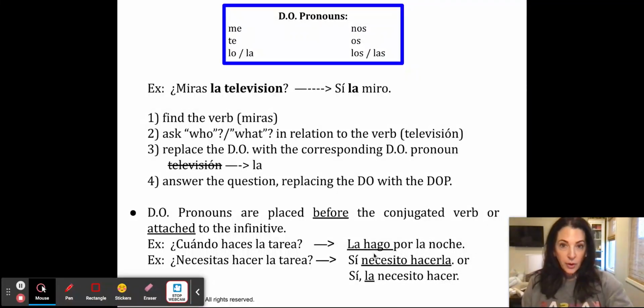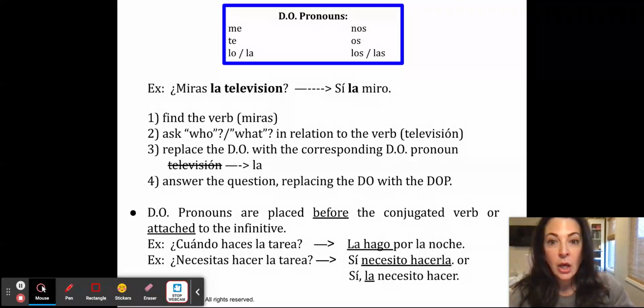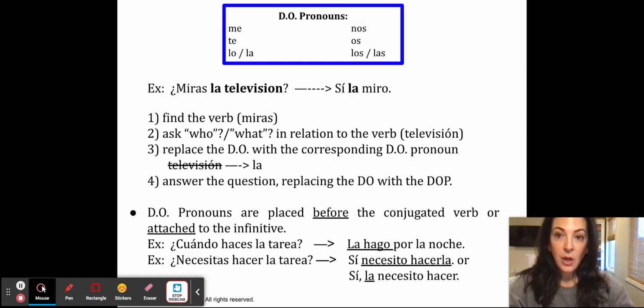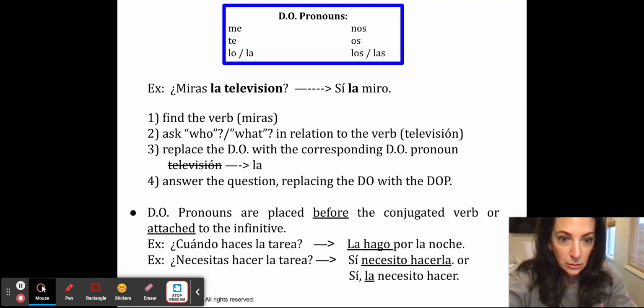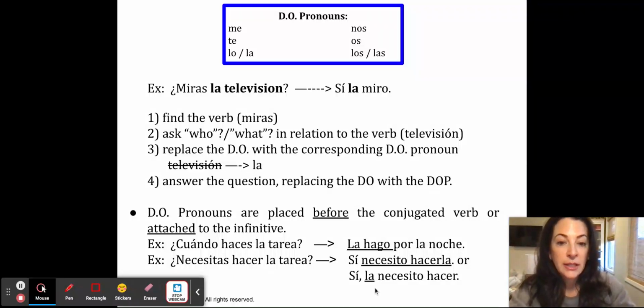Then, if you have two verbs, a conjugated verb and an infinitive, like we do here, necesitas hacer la tarea, you have two options. It can go in front of the conjugated verb or attached to the infinitive. So you could say, si la necesito hacer. Here it is in front of the conjugated verb, or si necesito hacerla. That is attaching it to the end of the infinitive.